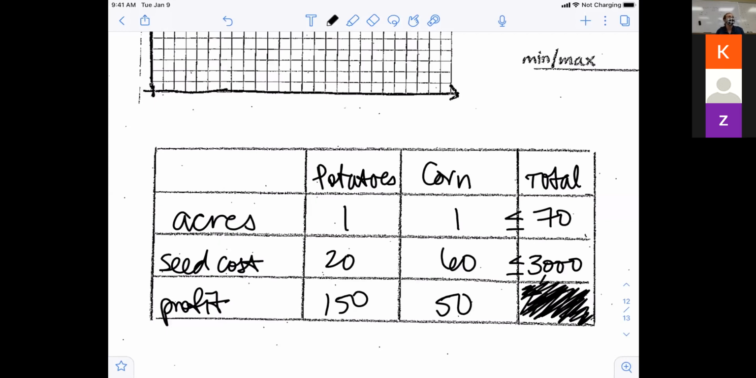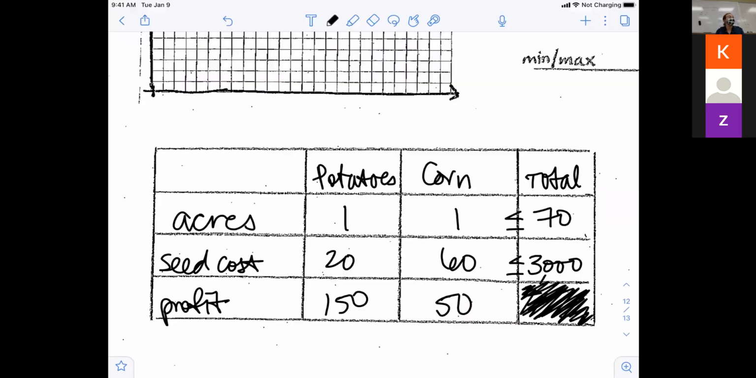Now, my question is am I minimizing or maximizing? It says we're finding the optimal solution for the farmer. So are we minimizing his earnings or are we maximizing? Maximizing, right? We want to make the most profit.